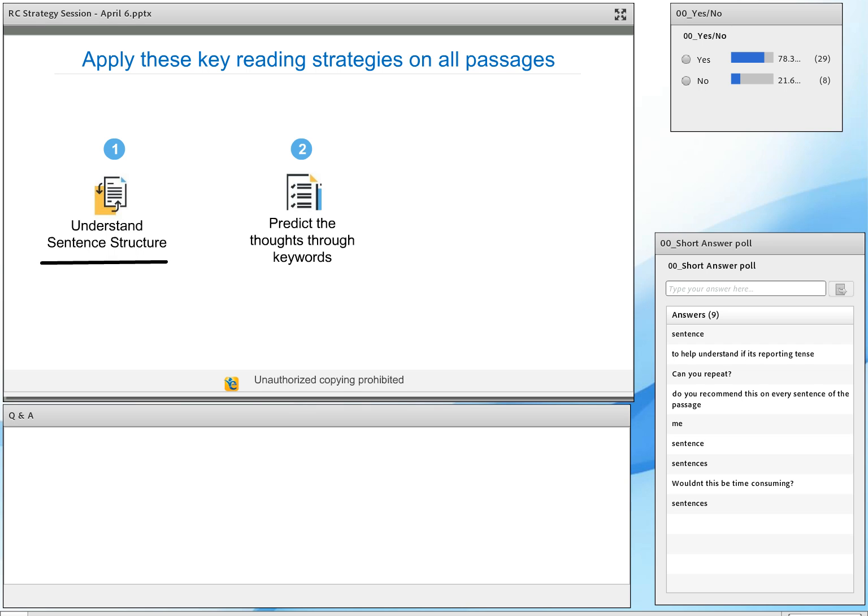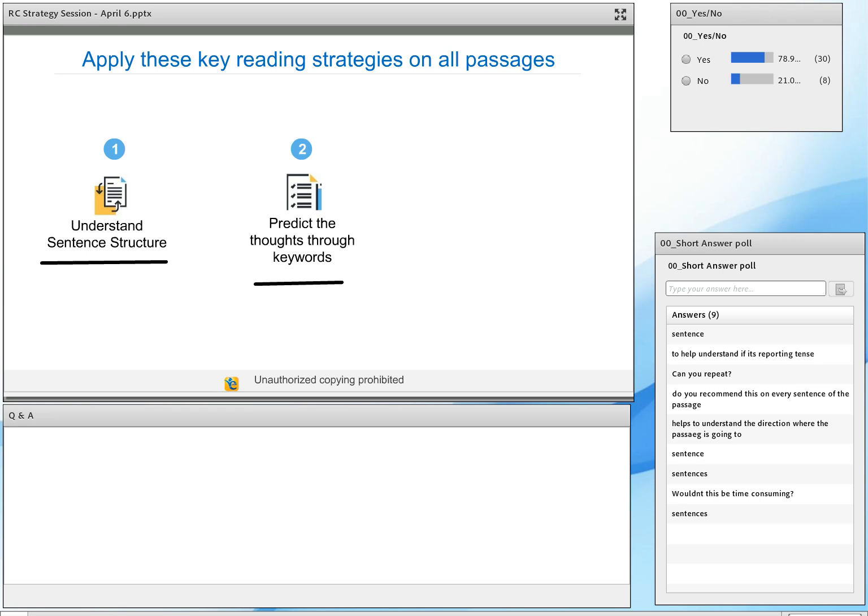Because what happens is that if you are trying to read the entire sentence and understand the entire sentence in one go, there's a lot of overload of information in your head. And you're not able to connect the dots. You're not able to make sense. Why did the author say this versus why did the author say that? And again, I'm going to be demonstrating these strategies to you so that you'll be able to see these in action. So let's come to the second one, predict the thoughts through keywords.